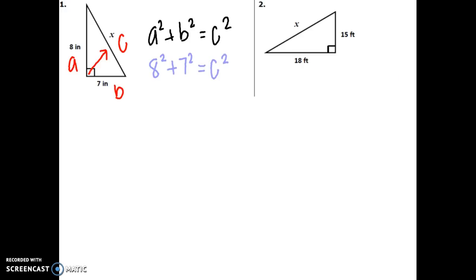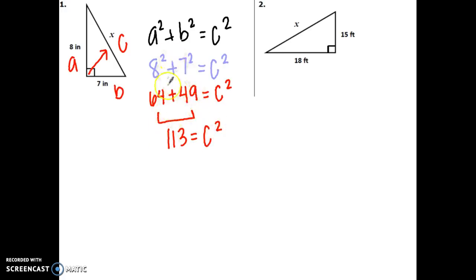When we find our squares, 8 squared is actually 64, plus our 7 squared, which is 49, and that is what c squared is going to equal. So of course we would be adding these up, and when we do that we get, no, we don't get 200. We get 113. So you get 113 is equal to c squared.